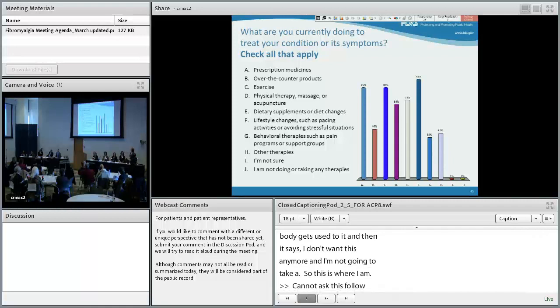Can I ask this follow-up question kind of in the room of how long you typically would try a medicine before you would expect to be able to say whether it's working or just make the determination that it's not working for you?